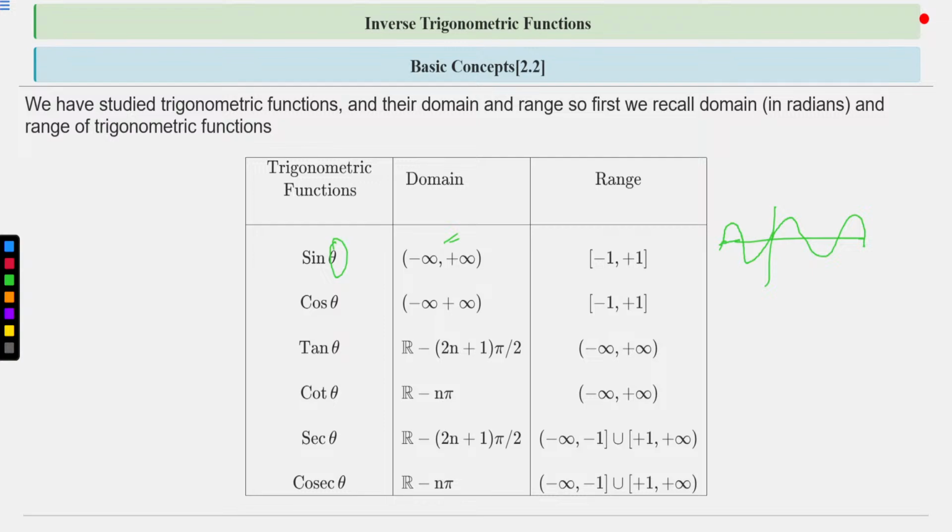So you can see that the upper part is 1 and lower part is minus 1, right? So sine theta will always lie between plus 1 to minus 1.